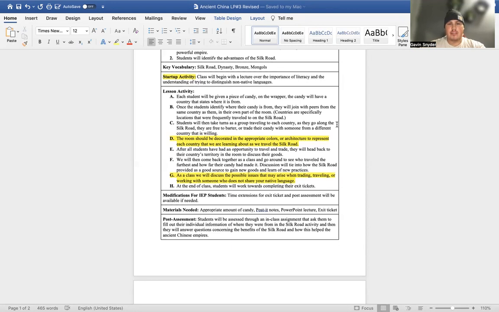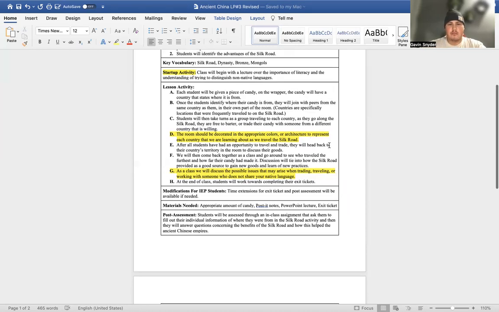Then once the students identify where their candy's from, they will go join their peers from the same country as them. So we had some students from the same place in their own part of the room. Countries are specifically locations that were frequently traveled on the Silk Road. So we're just getting the main impacts of the Silk Road here.